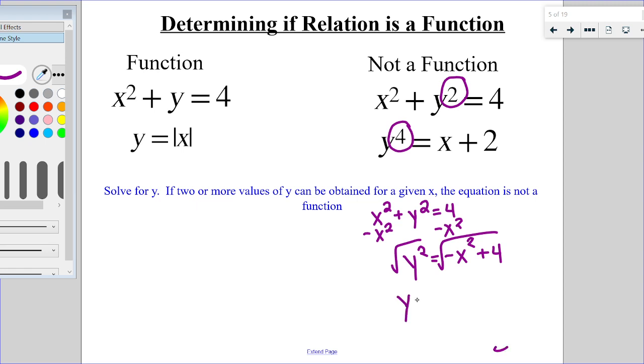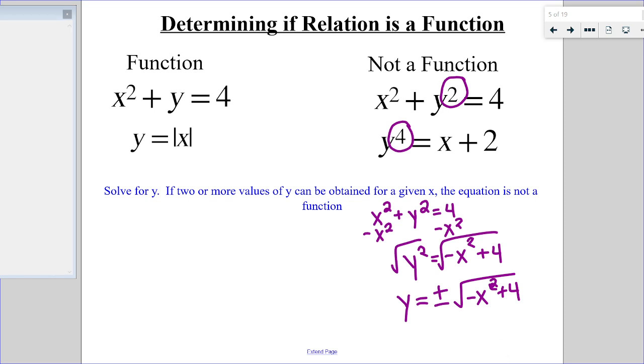And so what I end up with is 2 different y answers, the positive version or the negative version of what's underneath this radical. Okay, well, guys, that's 2 different answers. That's 2 different y values for the same x that I plug in there. And that's where it falls apart being a function.